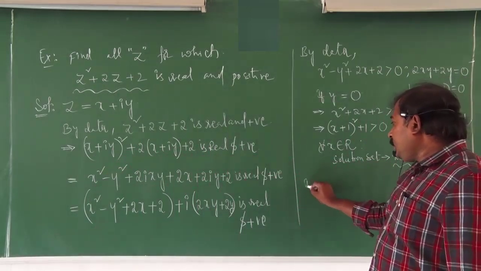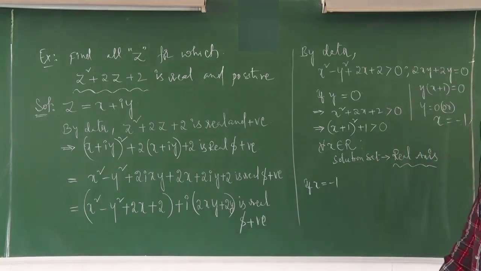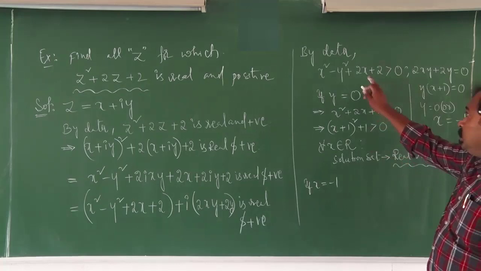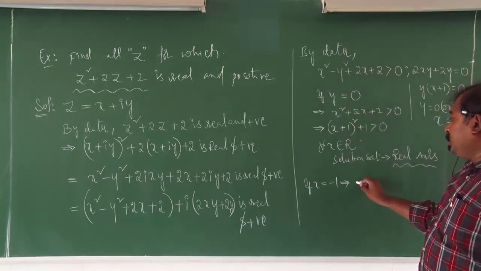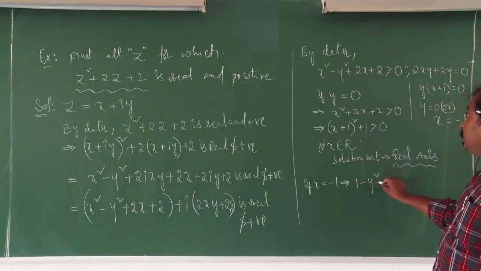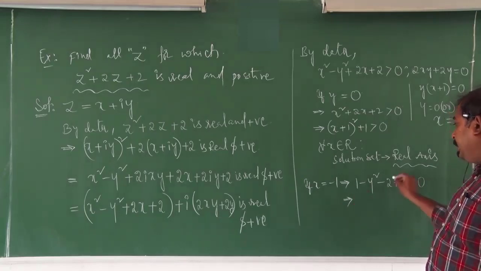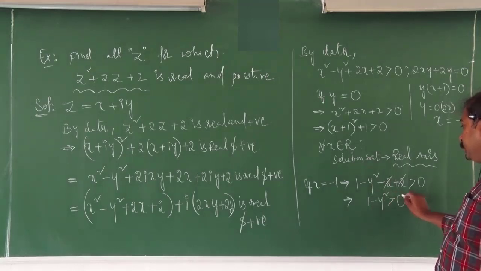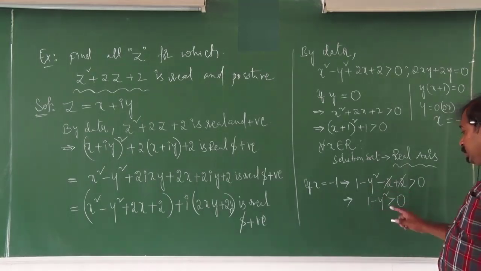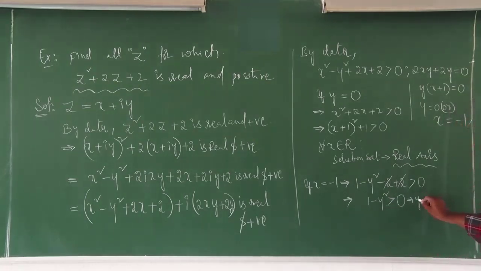Next, if x is equal to minus 1, one more case is there. If x equal to minus 1, what will this equation be? You will get 1 minus y square minus 2 plus 2 greater than 0. Minus 2 plus 2 cancel, so 1 minus y square greater than 0. Y square coefficient is negative, expression positive, and y value is plus or minus 1. Therefore y belongs to minus 1 to 1.